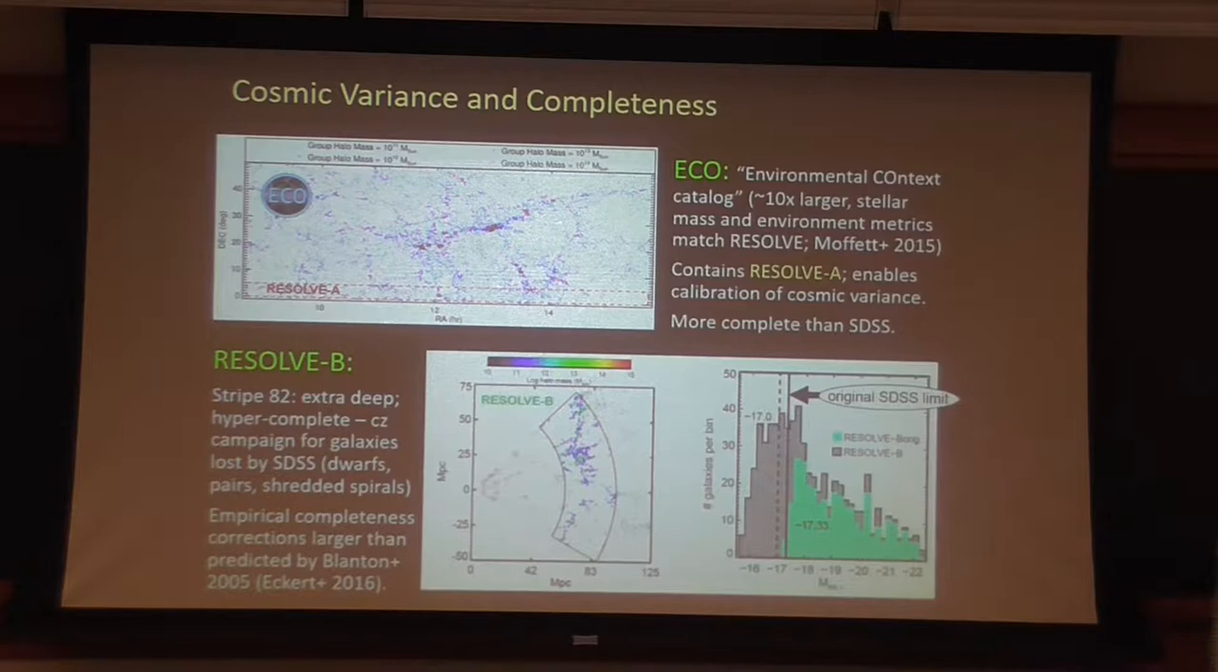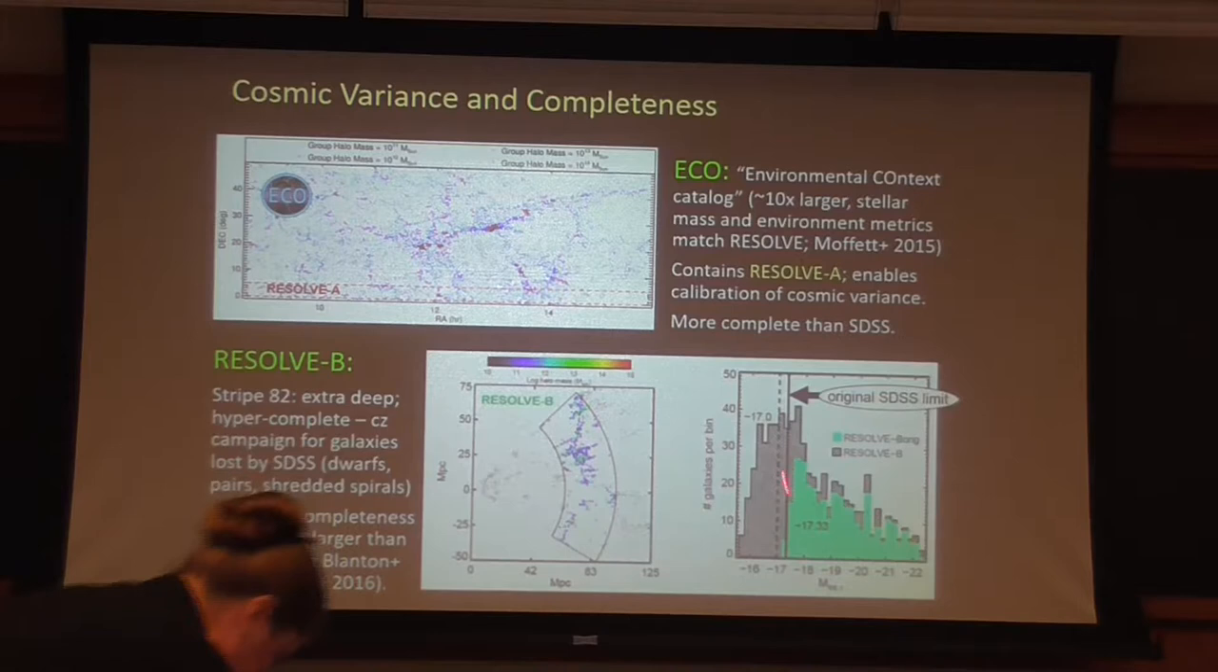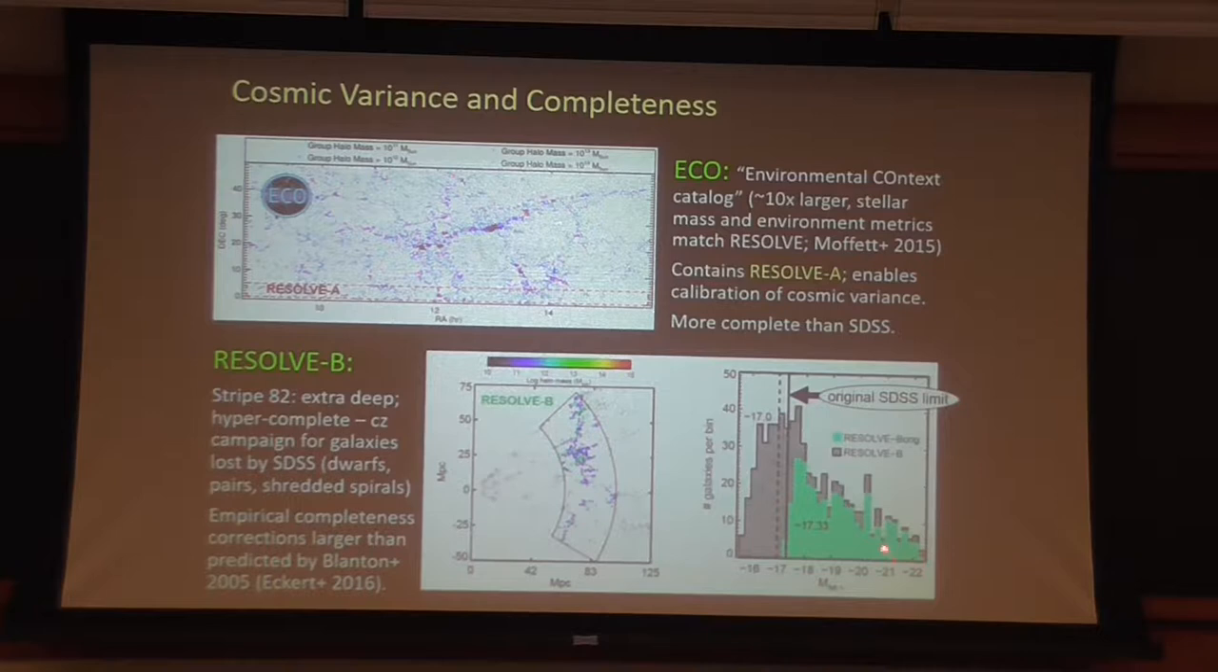All right, so this is the original Sloan distribution of magnitudes in green, actually absolute magnitudes in RESOLVE-B. And the gray is what we have now. Now, the original Sloan limit is the solid line. In addition to the fact that down to that limit we're now way more complete, you can see at the faint end it's really a factor of two, so a huge improvement for the dwarfs.